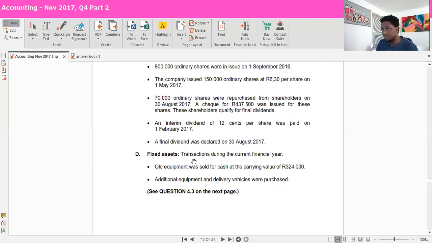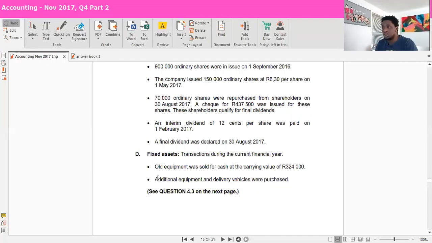In that case, it says the equipment was sold for cash at the carrying amount of 324,000. So how was that cash involved? We'll see the cash source and inflow. And then they say additional equipment and delivery vehicles were purchased.